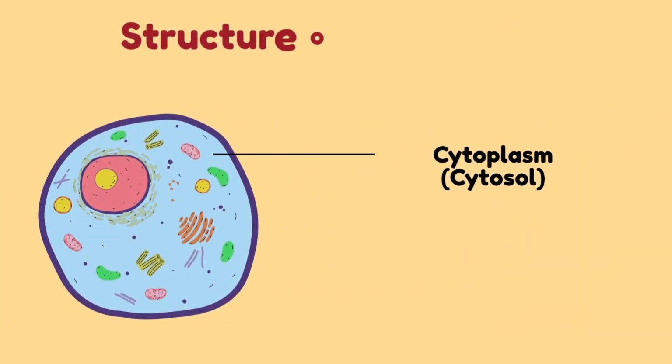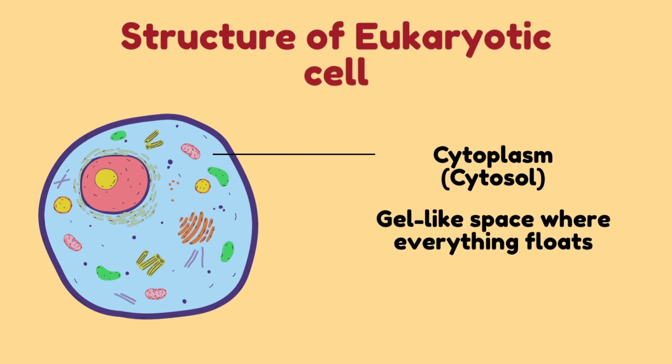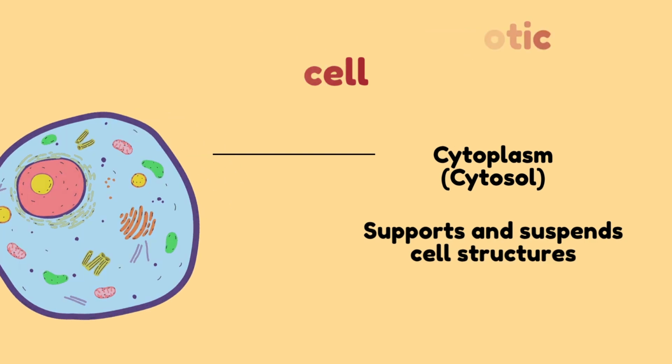Next is the cytoplasm, also known as cytosol. The cytoplasm is the gel-like fluid filling the cell containing organelles. It is the stage where most of the cell's chemical reactions happen. It supports and suspends cell structures.